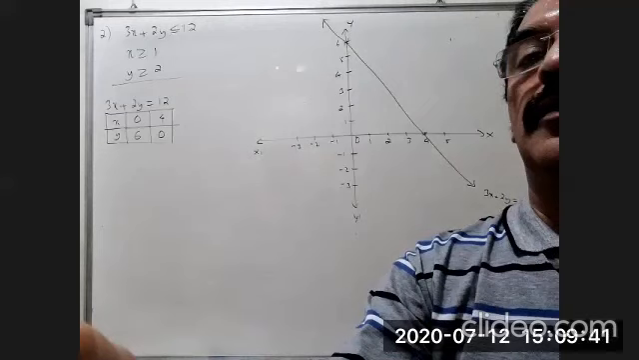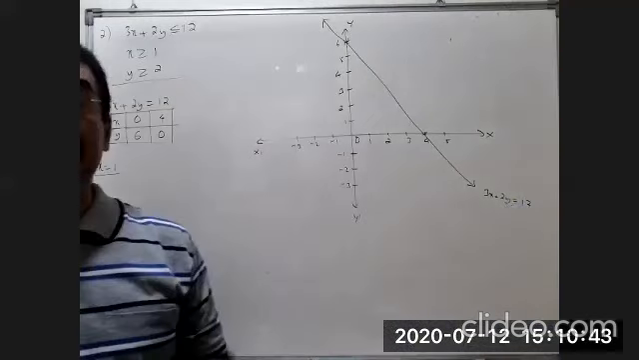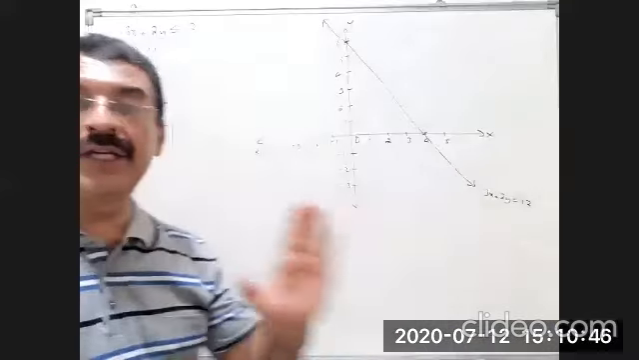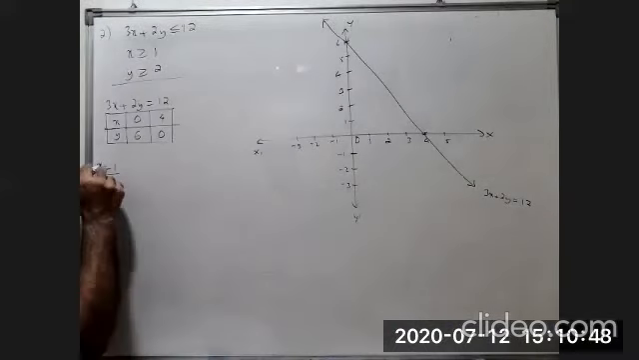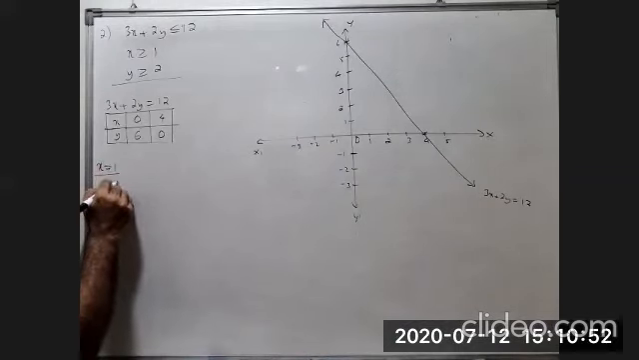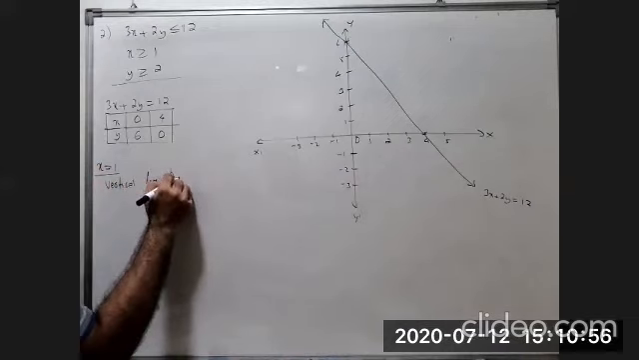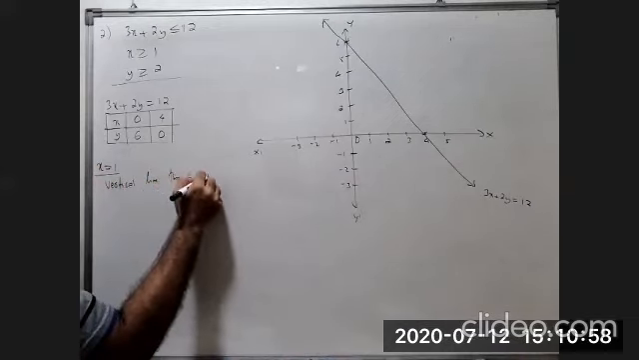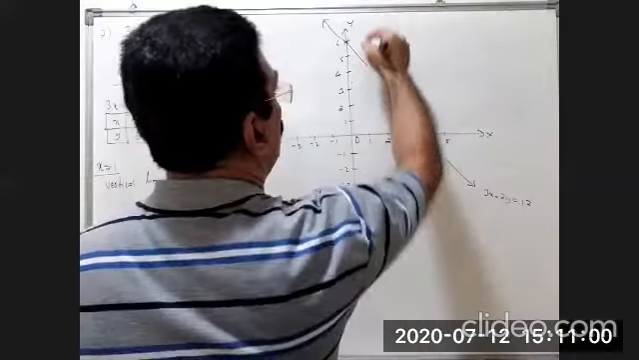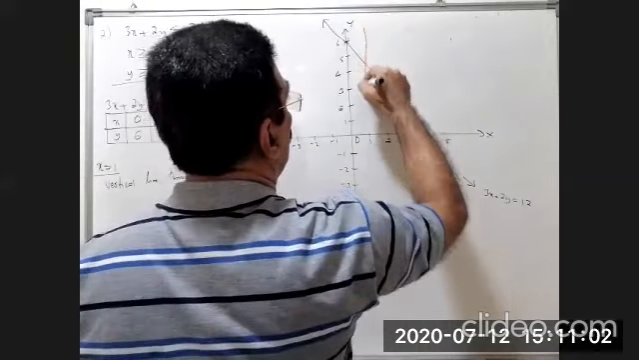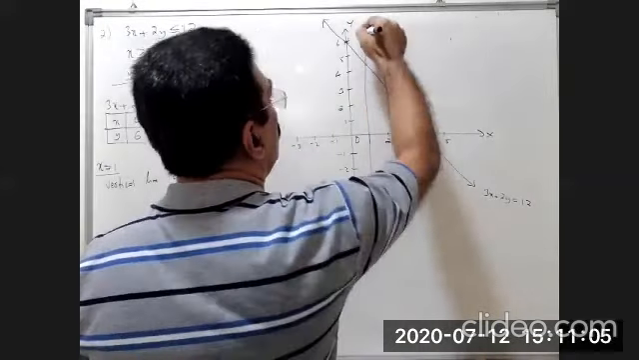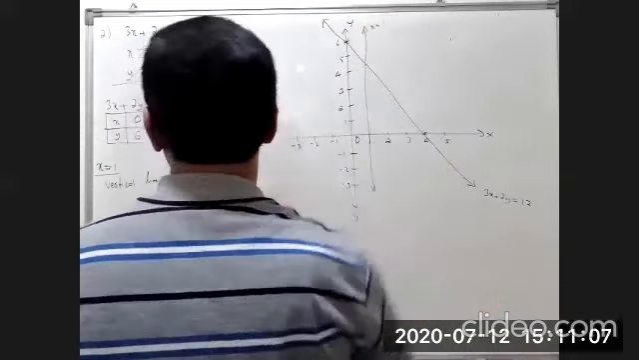Okay, I got it. Last class, an equation only in x is a vertical line. Now, we know x is equal to 1, so it is a vertical line through x equal to 1. This is the graph of x equal to 1.